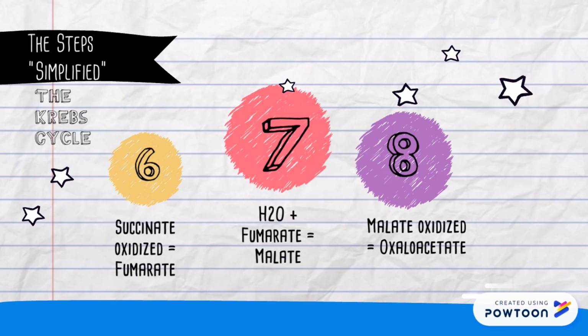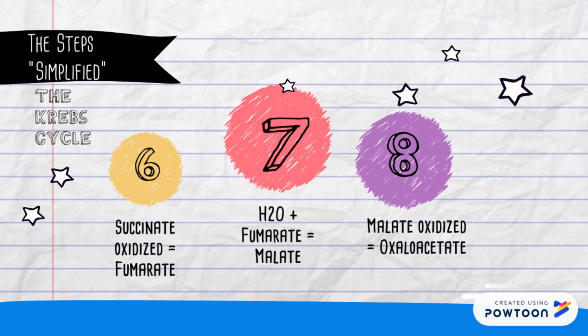In step 6, succinate is oxidized to create fumarate. In step 7, water, H2O, is added to fumarate to create malate. And in step 8, you'll see some familiar terms as malate is oxidized to create oxaloacetate.